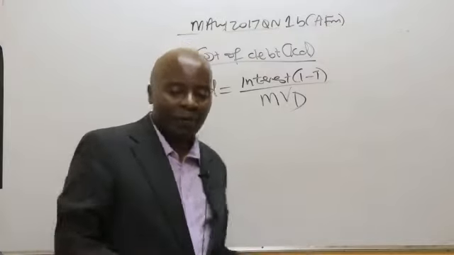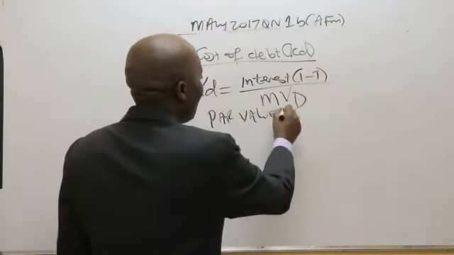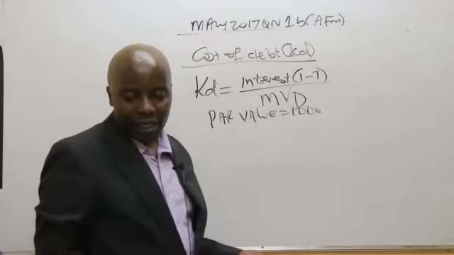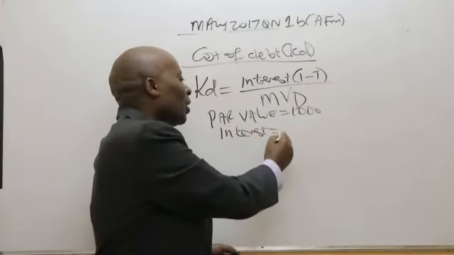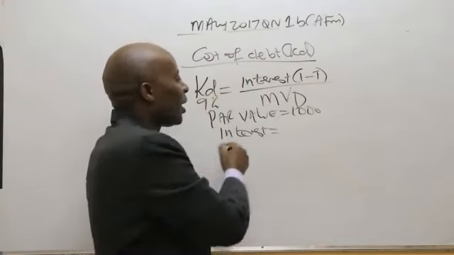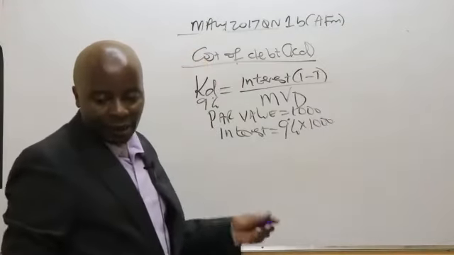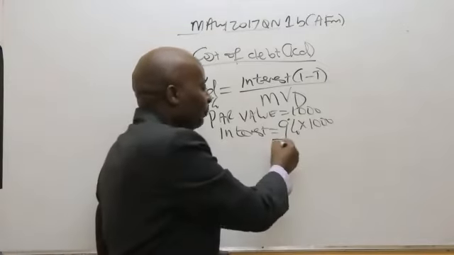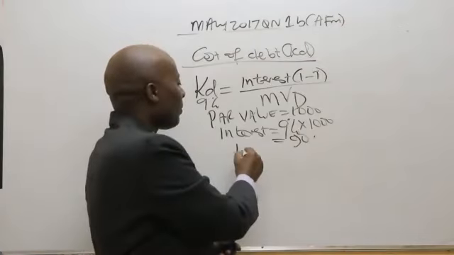So let's assume a par value. Let the par value be equal to 1,000. And if that is the case, I need the interest amount. The interest amount will be the coupon rate, if I'm getting the KD of 9%. The coupon rate is 9% multiplied by 1,000. So 9% times 1,000 gives me 90 bob.